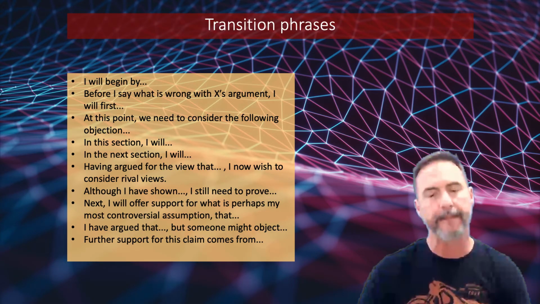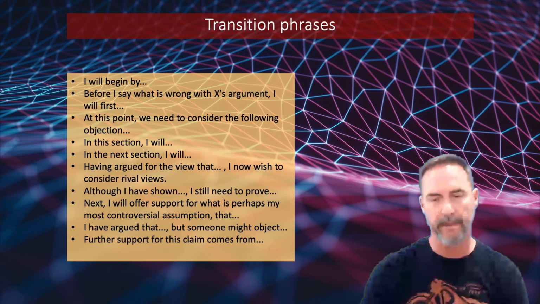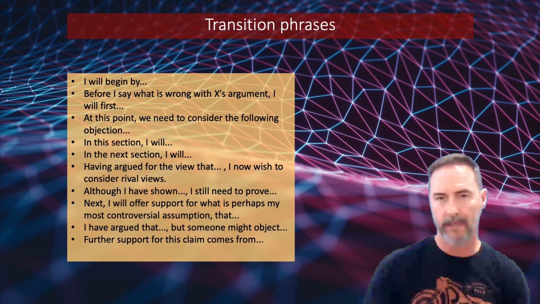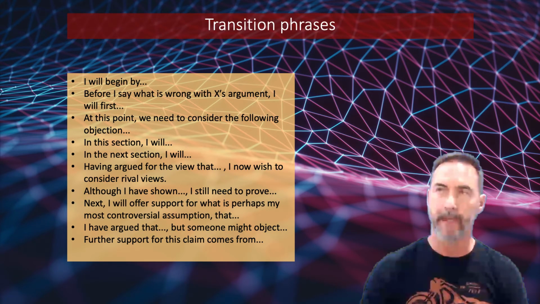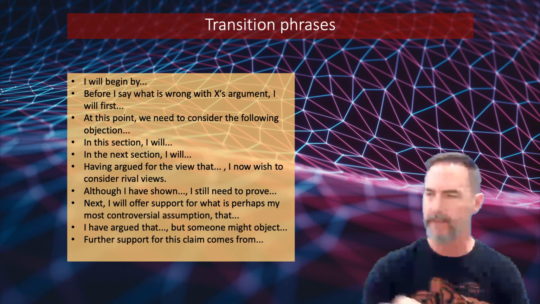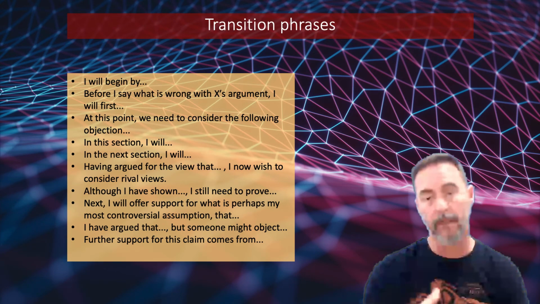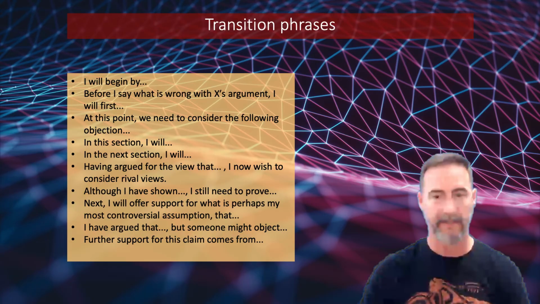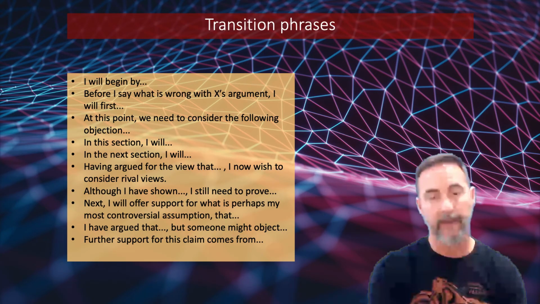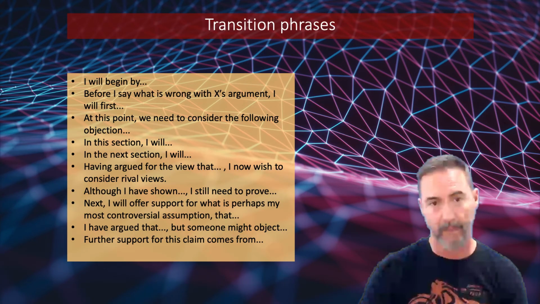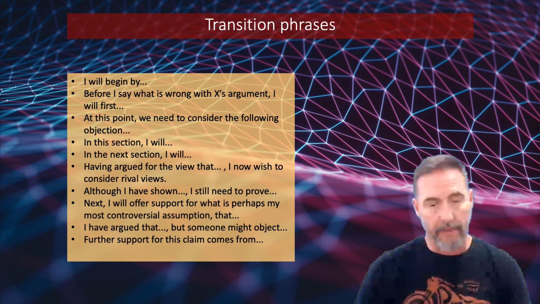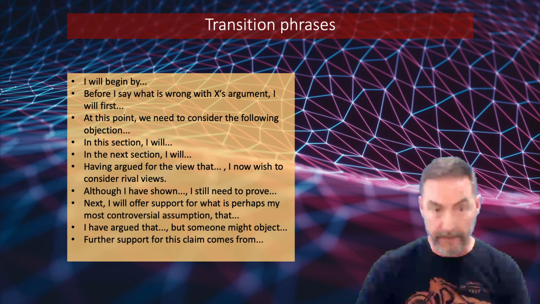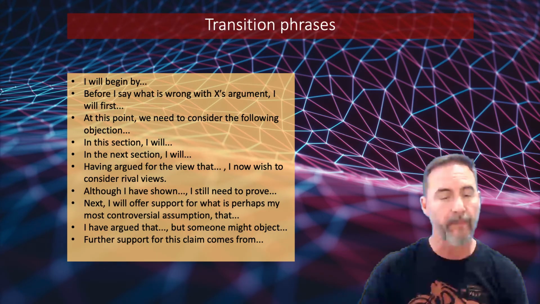Then I want to look at the idea of transition phrases. These are ways that we can connect particular ideas together so that the reader doesn't have to do the hard work of connecting one thing you say with another, because you're going to demonstrate what that connection is. So they include phrases like "I will begin by." Okay, you might start. That may be at the beginning of your essay, or it may be after you've introduced what you're going to do. Things like, before I say what is wrong with X's argument, I will first, and then whatever you think is appropriate there. Or at this point, we need to consider the following objection.